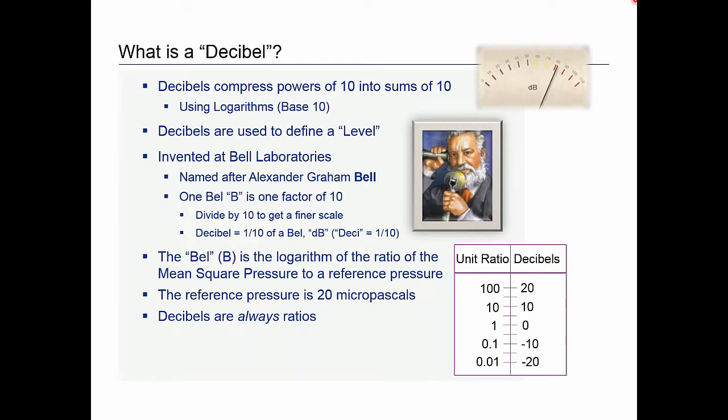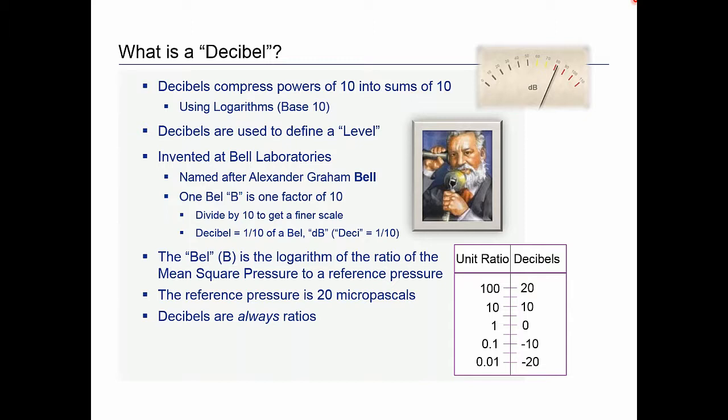Well, decibels are a way to compress these powers of 10 going over a range of 1,000,000 down to sums of 10 using logarithms. And decibels are used to define a level. So I'll be talking about sound levels, sound pressure levels, sound power levels. I'll always use the term level to refer to decibels and vice versa.